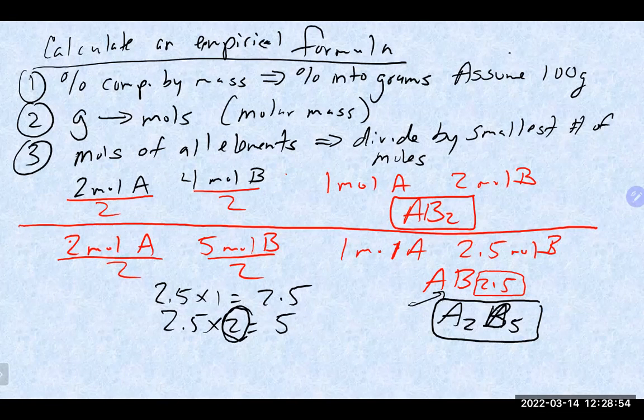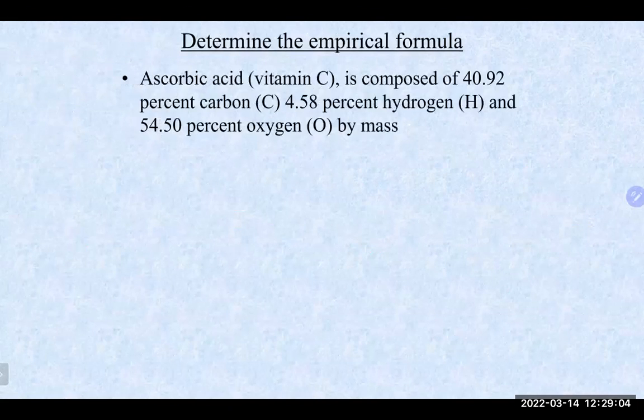Okay, so let's take a look at one together here as to how we would go through a problem like this. We want to determine the empirical formula here for vitamin C. It was found to be 40.92% carbon, 4.5% hydrogen, and 54.5% oxygen. Again, you do want to quickly take a look at the percentages and make sure that you are at 100%. You're not missing anything. Here we are about 100%.